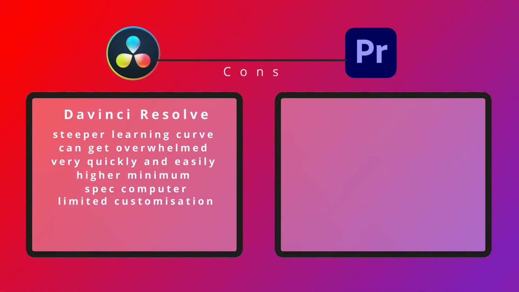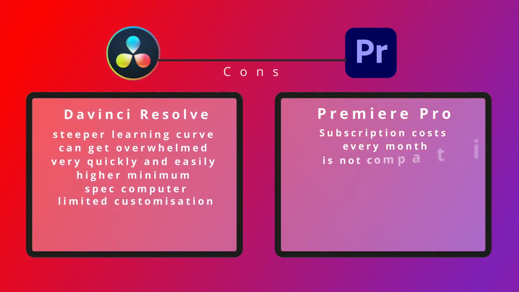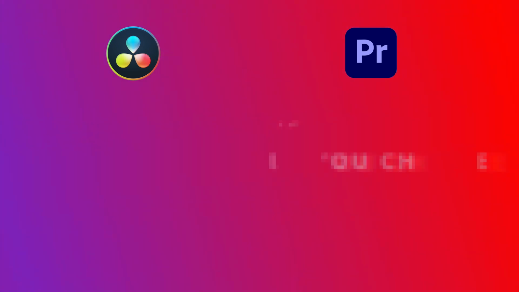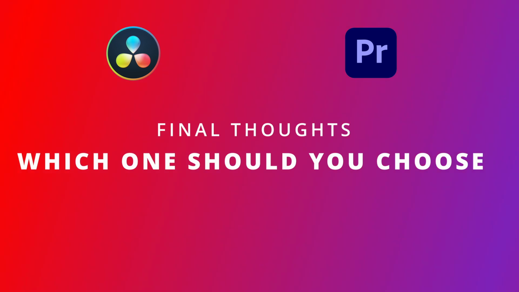Now, some of the cons of Adobe Premiere Pro: subscription costs, an ongoing fee that can be expensive in the long run. Also, the platform limitation: it is not available on Linux. Now, I don't know how many people actually use Linux to video edit. So, final thoughts, which one should you choose?